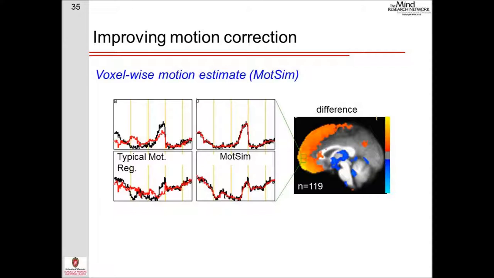You can see that it fits quite a bit better. This is where it fits the best. It's not too surprising that it's the frontal lobe, because most of the motion is head nodding, and that's where you can see the biggest signal changes. So we're still trying to write that up and get that out.